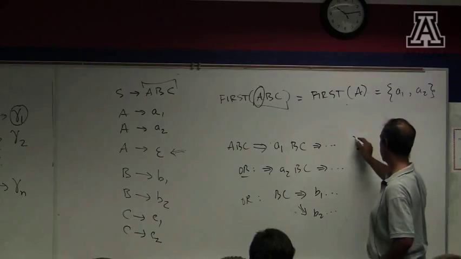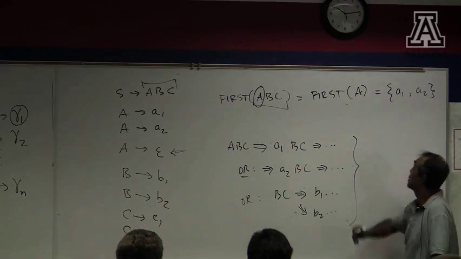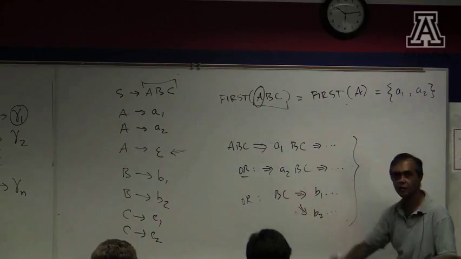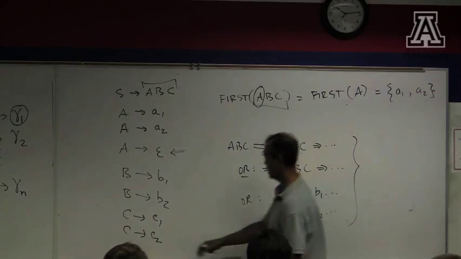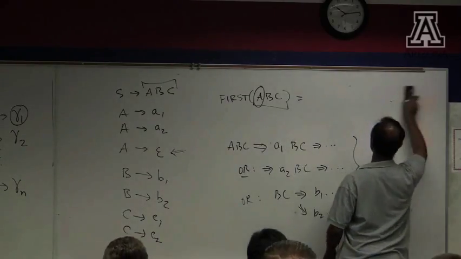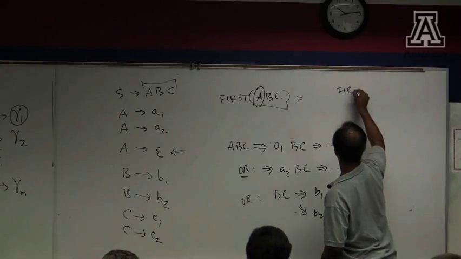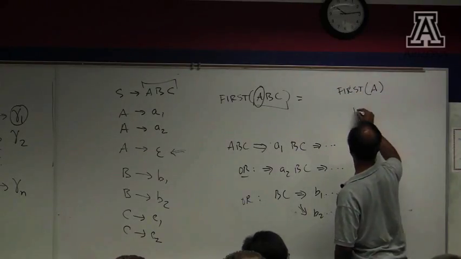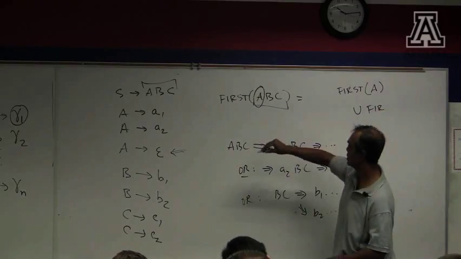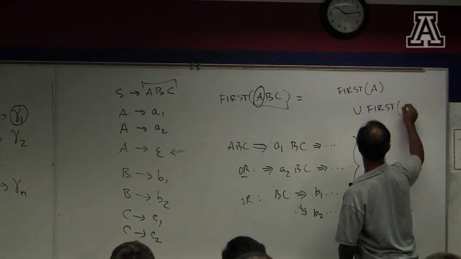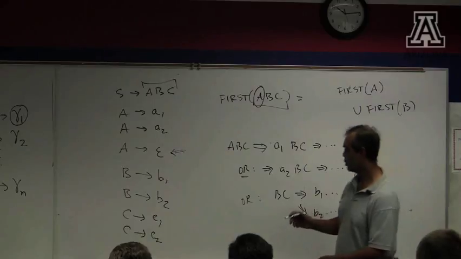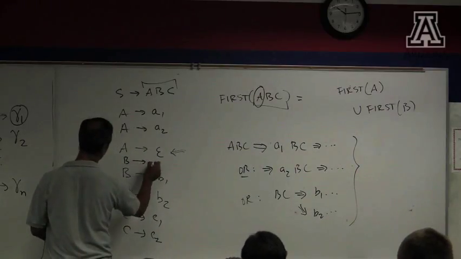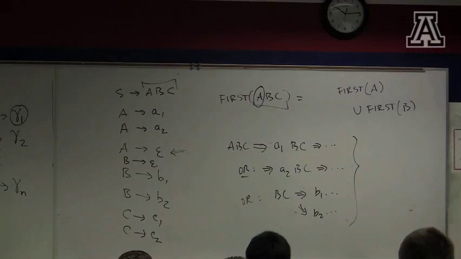Okay, so in this case, how can I express it in terms of the first of the components? Well, I can say this is equal to, well, this guy's kind of obsolete, so let me take it away. It's equal to first of A union, because A can go away, union first of B, right? Suppose I said, oh, B can go away too. Suppose I throw that in. Now what happens? So then I get first of C thrown in.